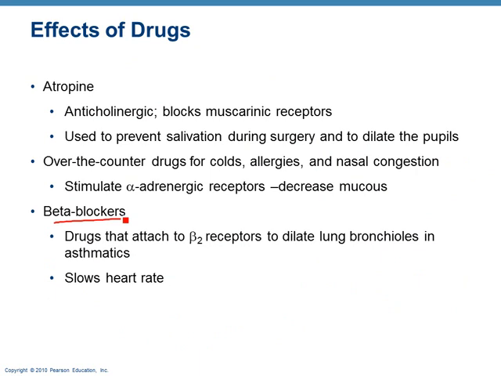Another one that you may see if you go into anesthesiology or surgery, especially anesthesiology, is that a lot of times they give atropine. Atropine is an anticholinergic. It blocks the muscarinic receptors, and its main purpose is to prevent the formation of saliva during surgery. Why would you want to do that? So you don't aspirate. You don't want them to have a lot of spit and aspirate or drown.